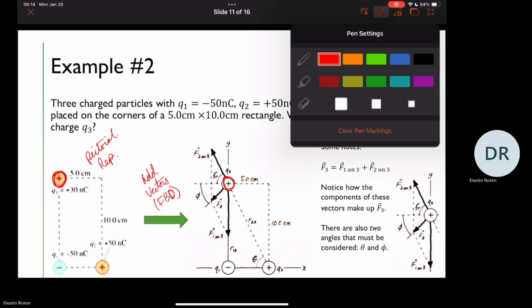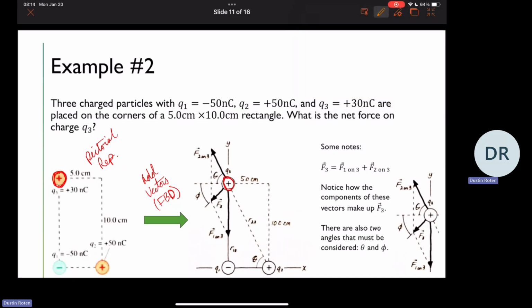Okay. Well, we have Q2 down here acting on it. So Q2 is also positive, right? Our particle of interest in red is also positive. We know they're going to repel. So Q2 wants to push Q3 away. That makes sense.